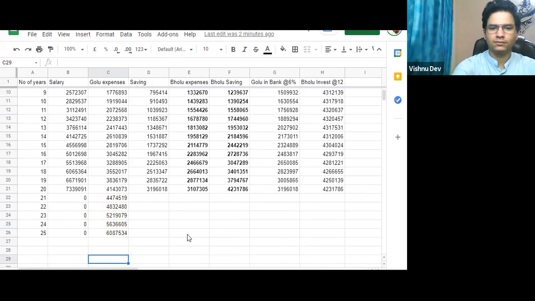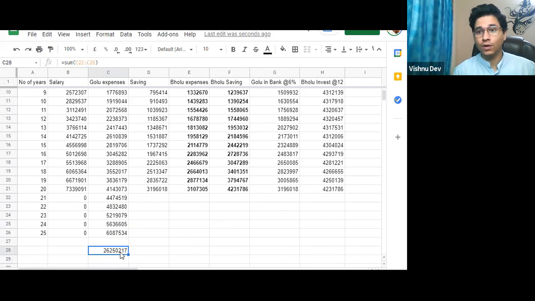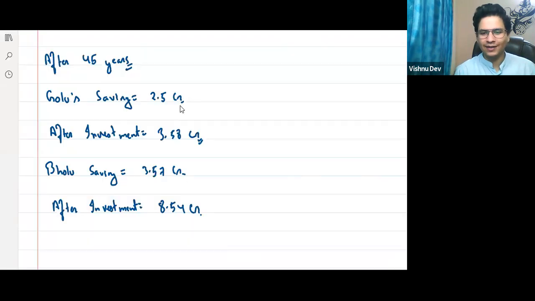Tell me, this is 2.62 crore. 2.62 crore. Think about it, right? Golu's expense after 5 years will be 2.62 crore. And how much has he saved? Tell me. How much has he saved? Tell me, how much did he save?